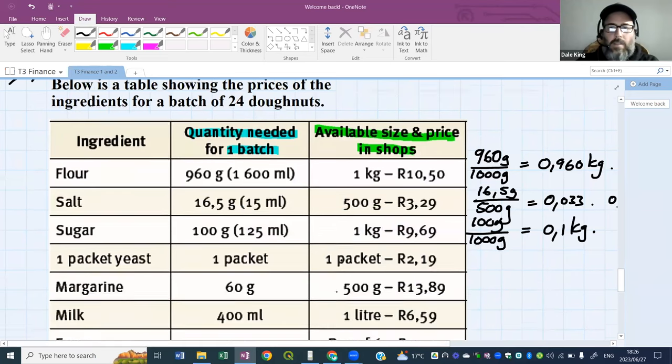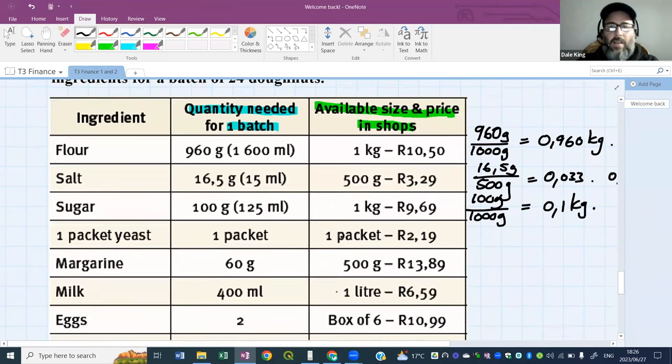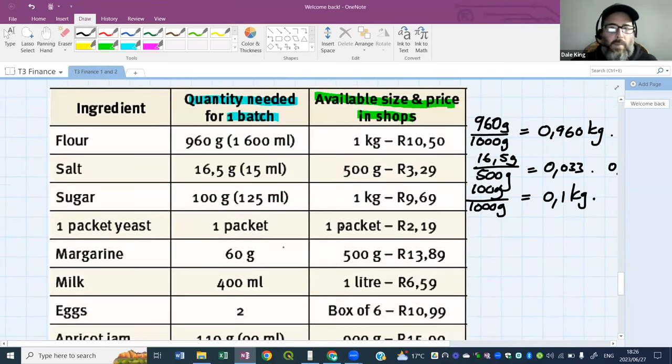All right, now we've got yeast, and you know yeast is tiny, okay? Oh, easy. We need 1 packet. You buy 1 packet. No calculation needed. Thank goodness. All right, it's 2 rand 19. We need 1 packet. He buys 1 packet. Or she buys 1 packet. No calculation needed. All right, margarine. Who wants to do margarine? You guys should be doing these as we go. So I need 60 grams of margarine for my recipe, but I can only buy 500 grams of margarine at 13 rand 89.